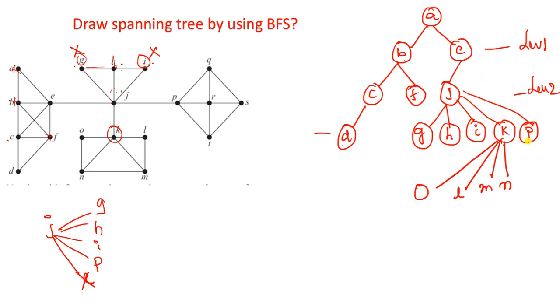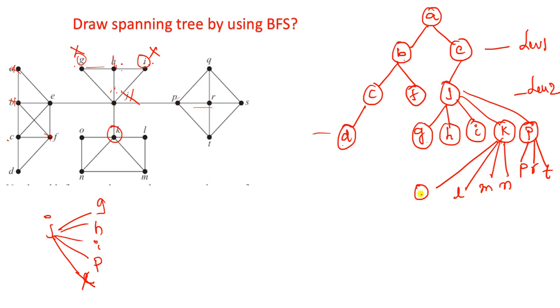Okay. So the next element will be P. For P, how many elements do we have? Q, R, T, and J. J is already visited. So what are the remaining elements? Q, R, T. So for P, we have Q, R and T. Right? And the elements are complete in the third level. And now we come to level 4.